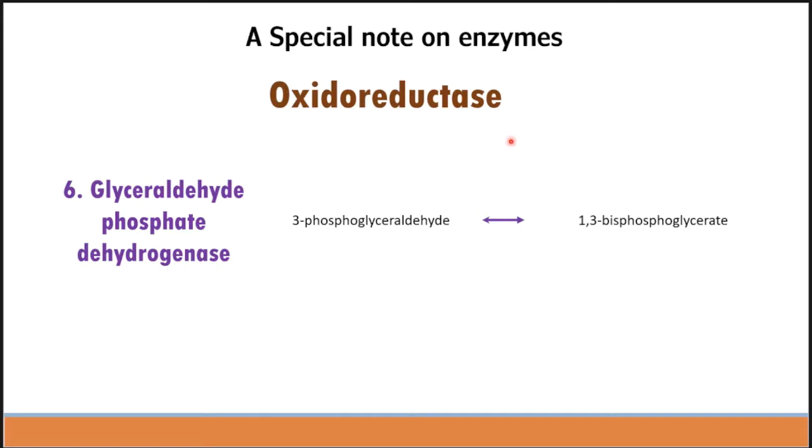Last but not least, oxidoreductases is the enzyme class which helps in the 6th reaction of the glycolysis, the dehydrogenation by glyceraldehyde phosphate dehydrogenase, where it converts 3-phosphoglyceraldehyde to 1,3-bisphosphoglycerate. These reactions act as electron donors and acceptors, so oxidation and reduction also take place here.